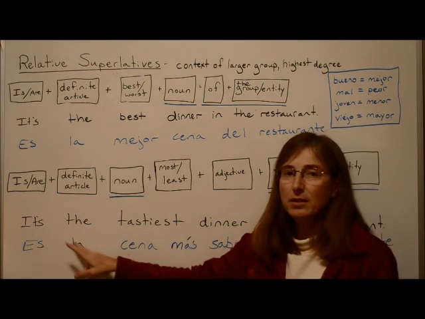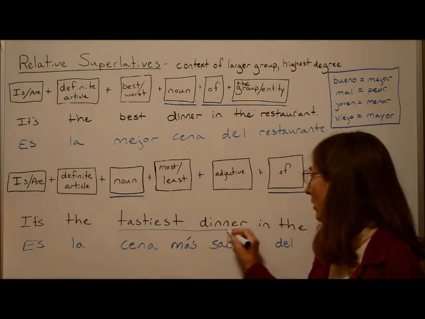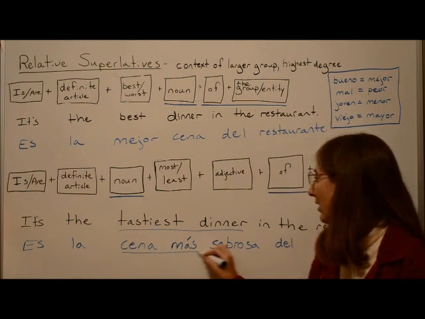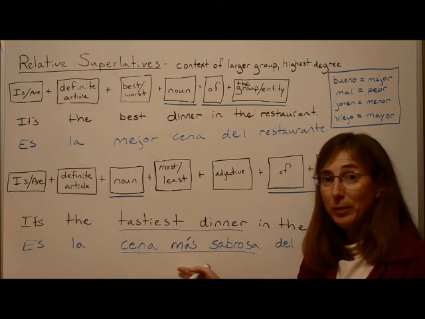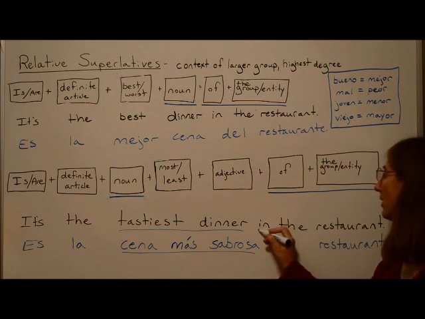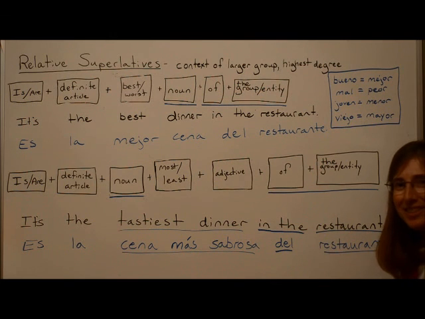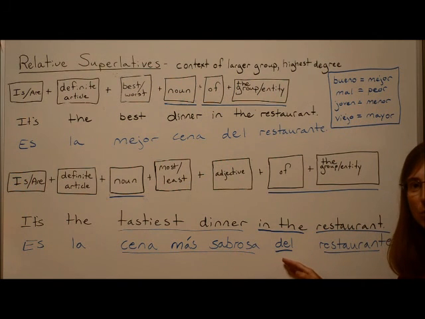So these two components are the same, but when we want to say tastiest dinner, we have to say cena más sabrosa. We don't have that "est" we can add on to the end. In Spanish, we have to say cena más sabrosa. And then we have in the restaurant, del restaurante. So if we want to say it's the tastiest dinner in the restaurant, in Spanish we have to say es la cena más sabrosa del restaurante.